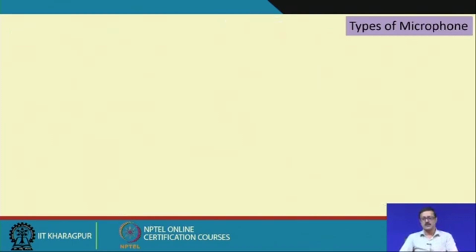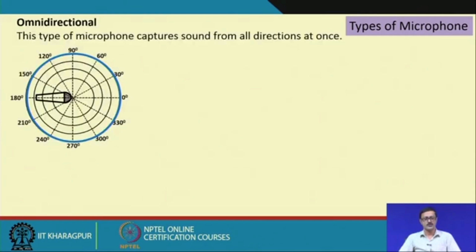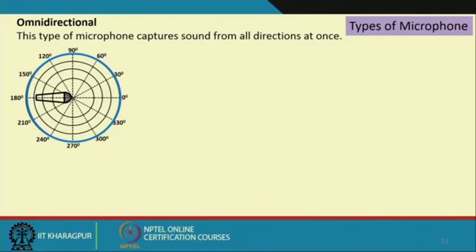So, let us see what types are available by directivity. The first one is the omnidirectional, where I have plotted a diagram with a center point. I have placed the microphone there, and this blue circular line gives the directivity. It has almost equal directivity and captures sound from 360 degrees. That is why it is called an omnidirectional microphone.